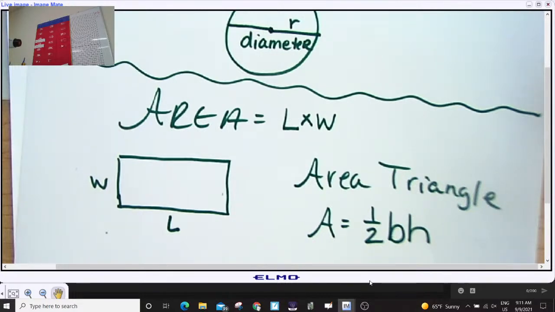Personally, I prefer this formula for a triangle. To me, it makes more sense: base times height, times 1/2. But I don't care how you do it. As long as you understand it, you do it.